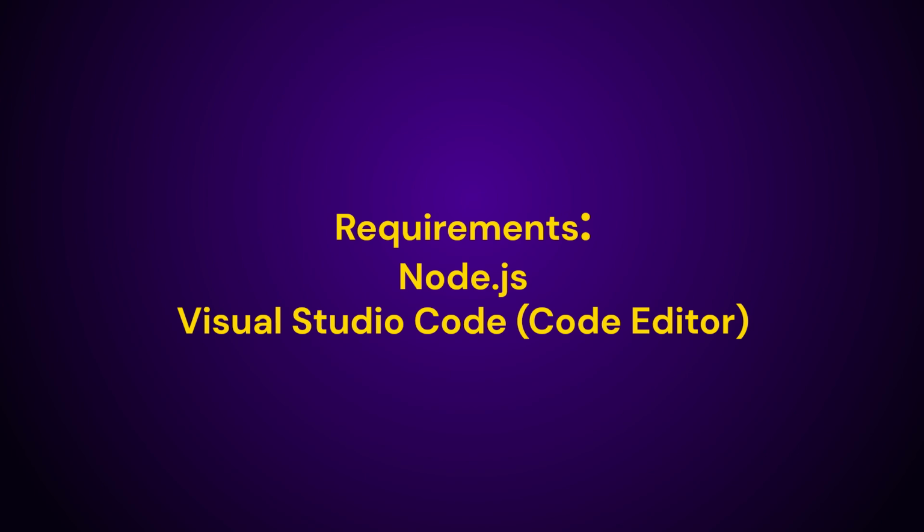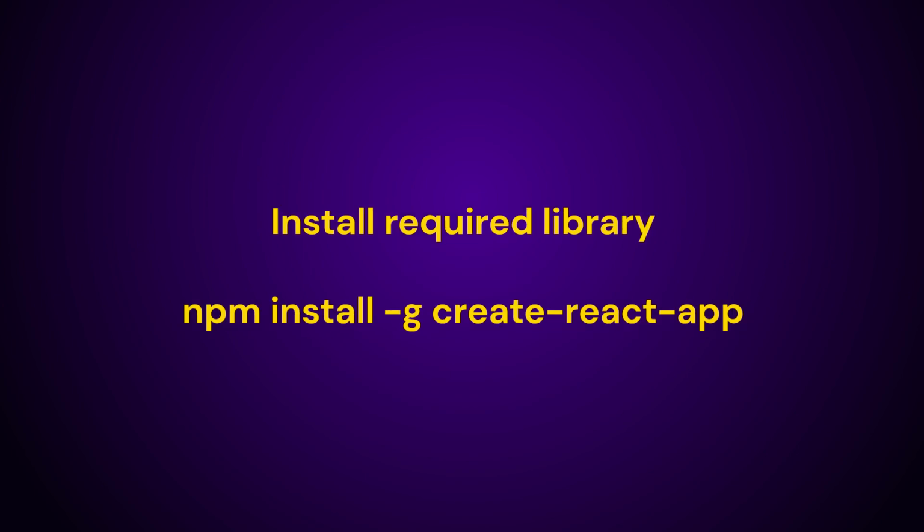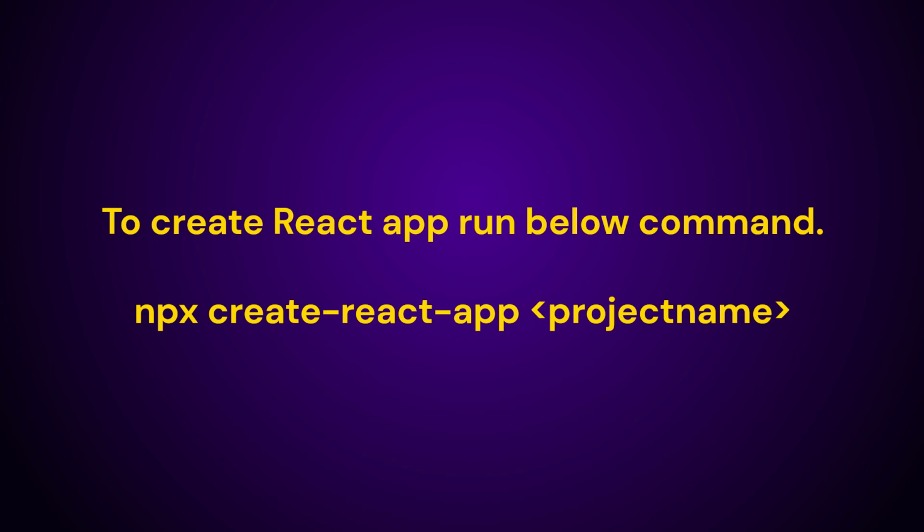To run React.js, we need Node.js installed on our system, and we use Visual Studio Code or any code editor to write and edit the code. To install the required library for creating a new React project, run the following command: npm install create-react-app. This installs the Create React App tool globally, which helps you quickly set up a new React project with all the necessary configurations. To create a new React application, run the following command: npx create-react-app project-name. Replace project-name with your desired project folder name. This command sets up a new React project with all the default configurations.